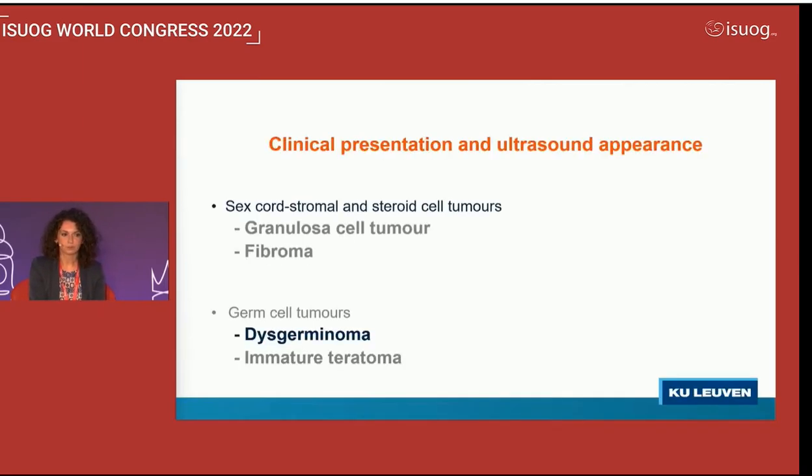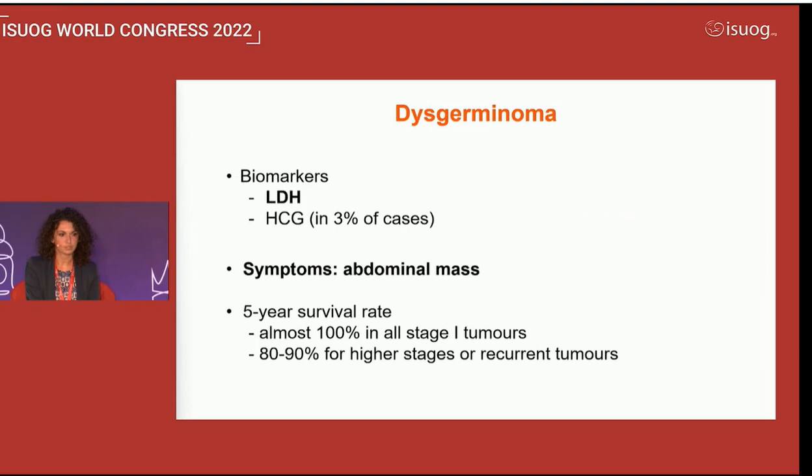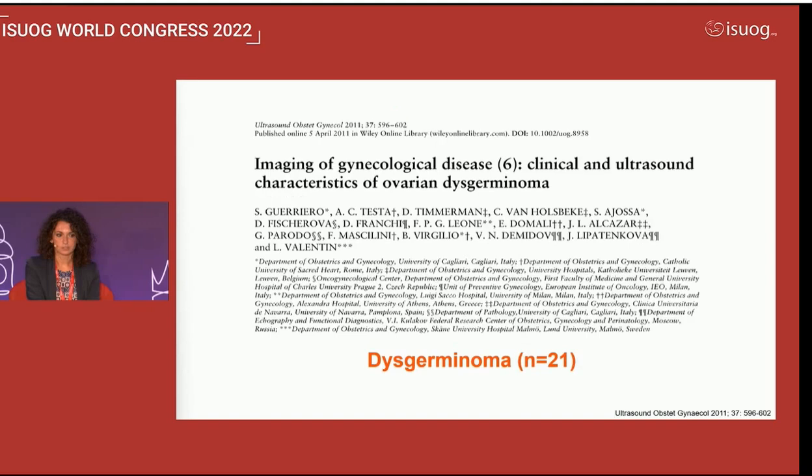Okay, so if we go through the textbooks and the ultrasound features, dysgerminoma is the most common malignant germ cell tumor. Usually, we said unilateral, large, solid, and it is very rare before 5 and after 50 years old. So very common in young patients. Biomarkers, LDH, HCG. They often present with abdominal swelling because there is this large abdominal mass. And the prognosis is quite good. So the 5-year survival rate is almost 100% for all stage 1, and it is anyway very high for all the other stages.